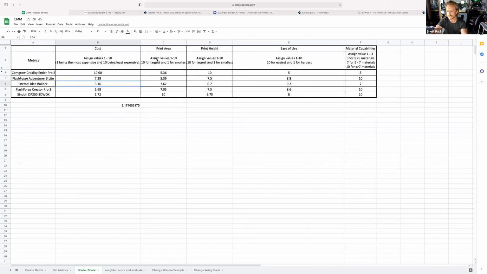Does that make sense, Mason? Yes, thank you very much. Because it's kind of an inverse relation here with cost, because the least expensive gets the highest value.